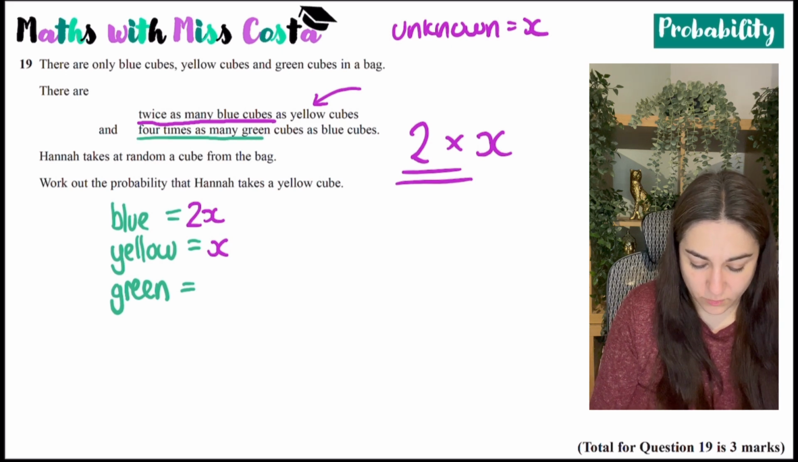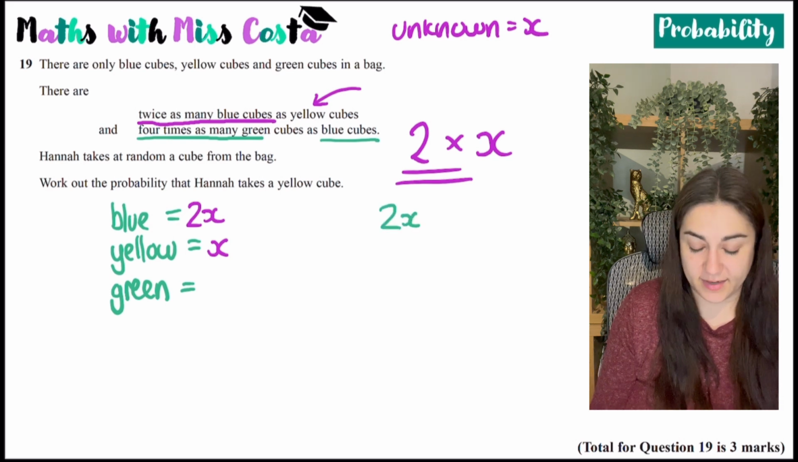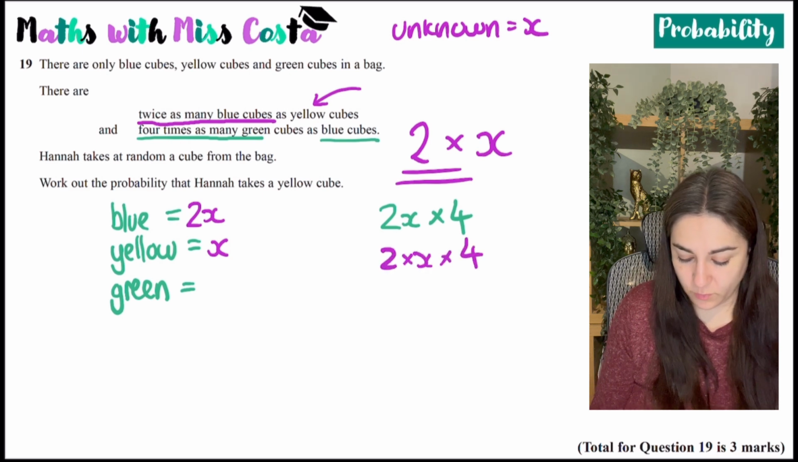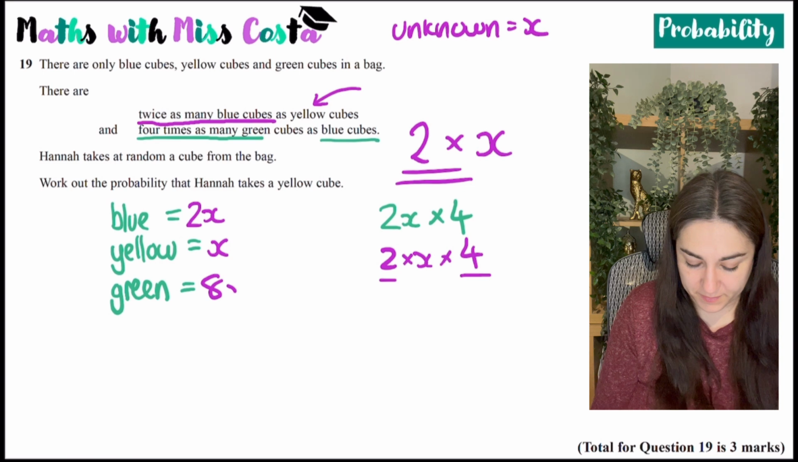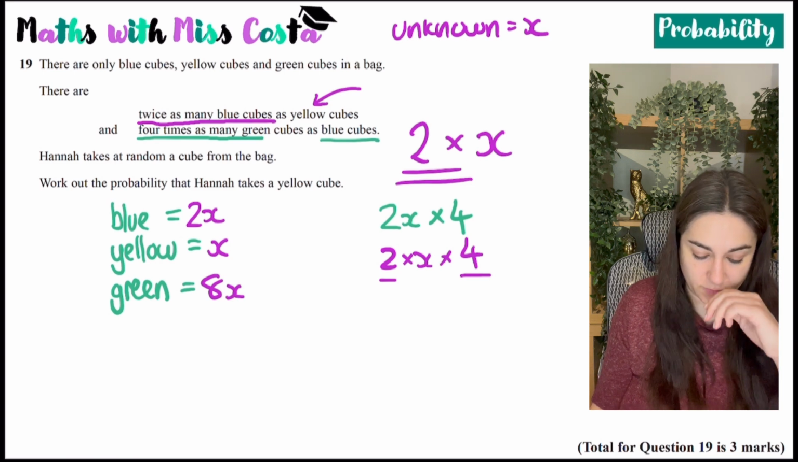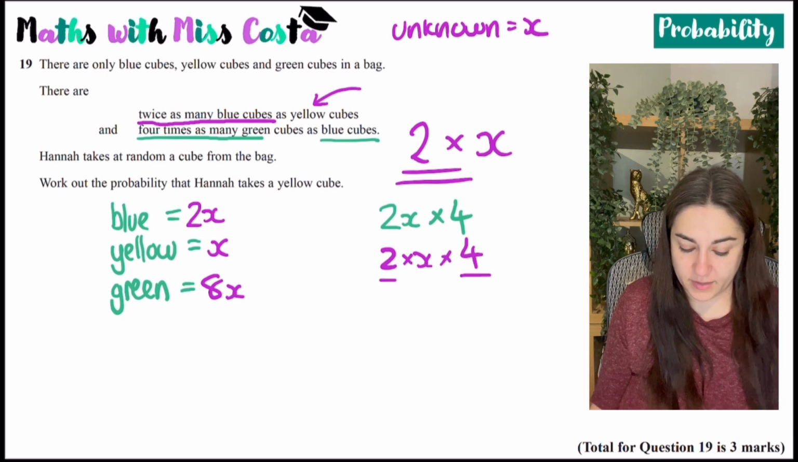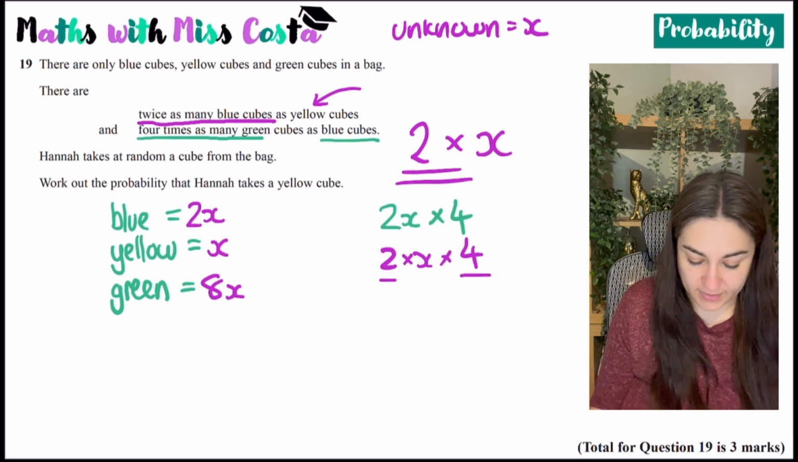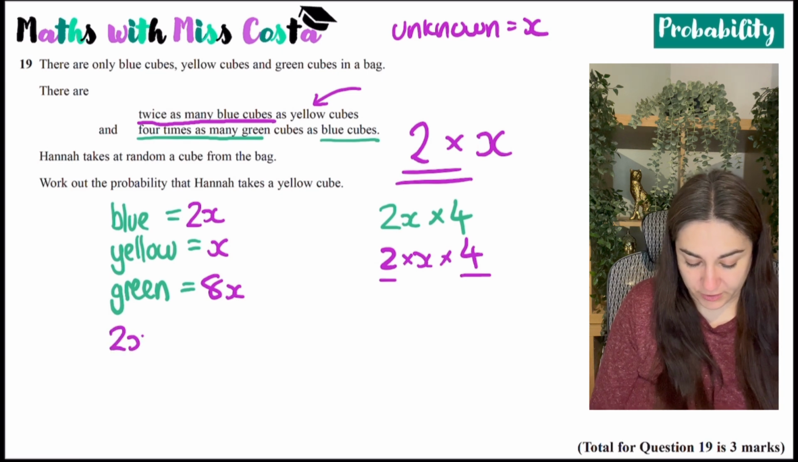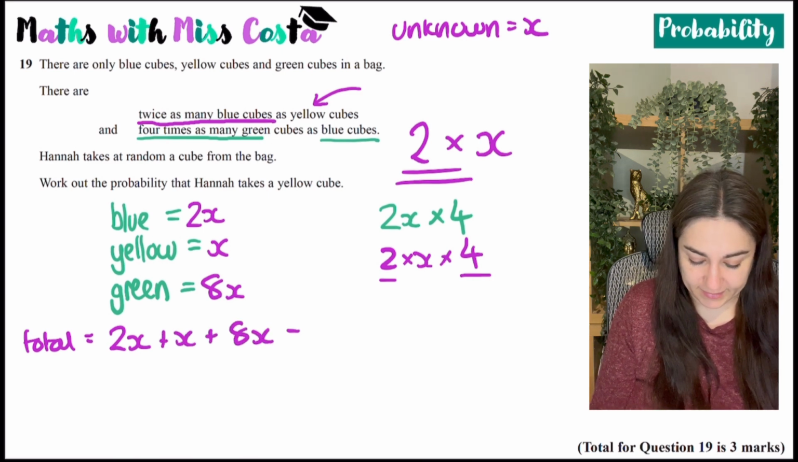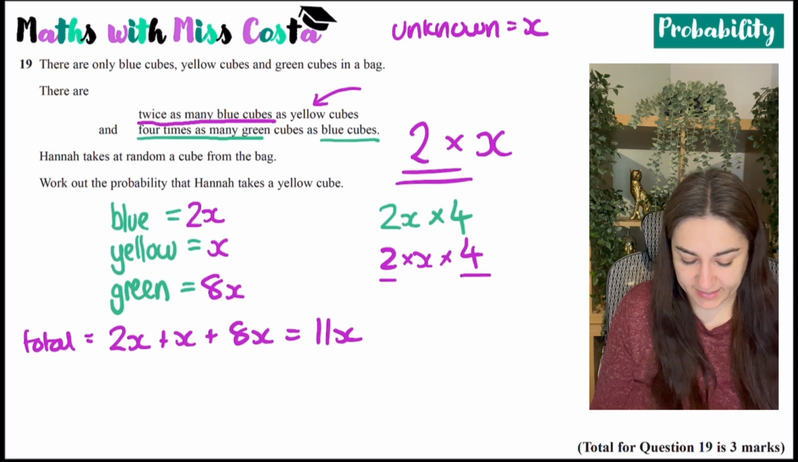And then I'm told there are 4 times as many green cubes as blue cubes. So if blue cubes, there are 2X, there are 4 times that. That means I'm doing 2 times X times 4. When I'm multiplying algebra, I multiply the numbers. And then I've got times by X, which would become 8X. Now Hannah takes at random a cube from the bag. So the total amount of cubes would be all of my cubes added together. So I add my expressions together. X plus 2X plus 8X is 11X. So that's going to be my total.